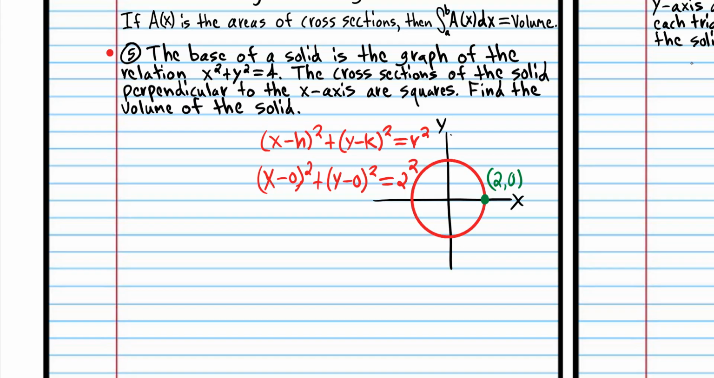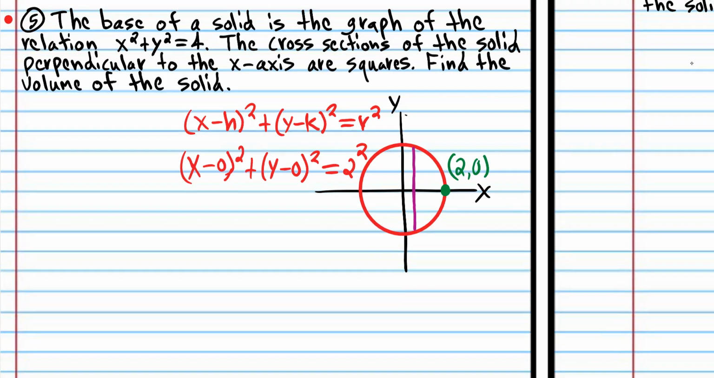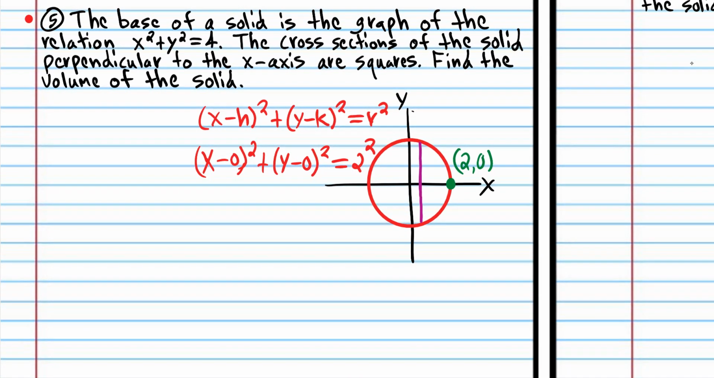It says cross sections of the solid perpendicular to the x-axis are squares. So what this means is you have a square. If you cut this solid parallel to the y-axis, then the bottom of the square is that purple line, and then the shape is actually going to come out of the page.